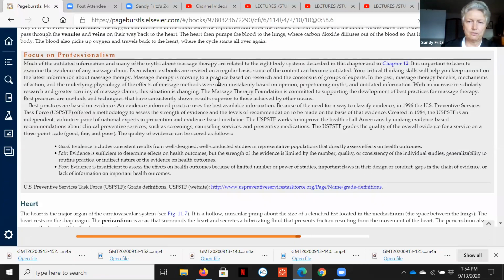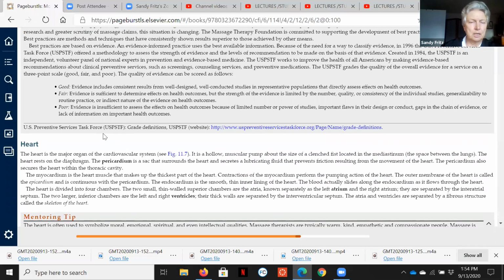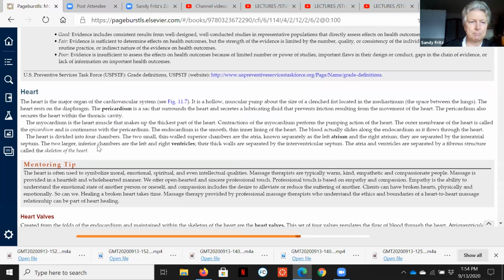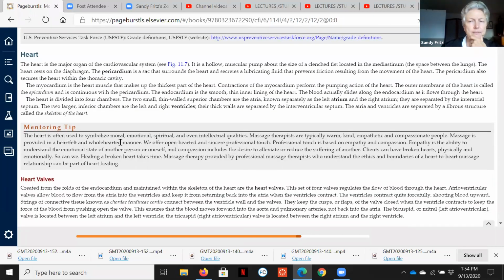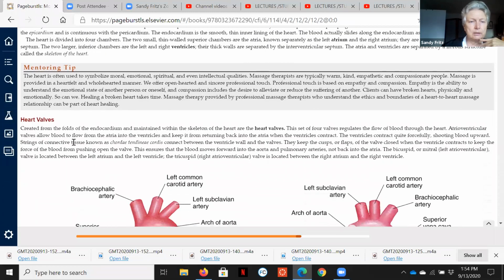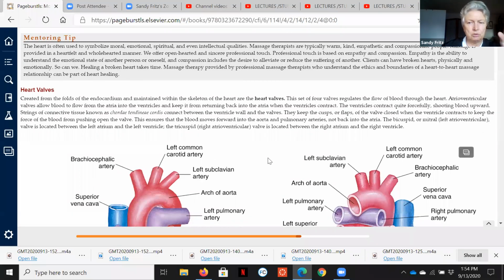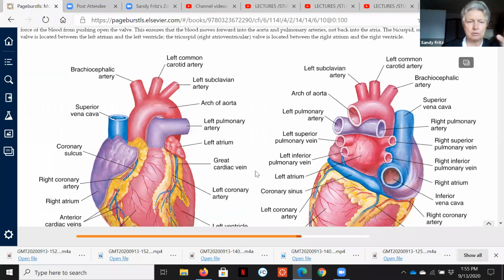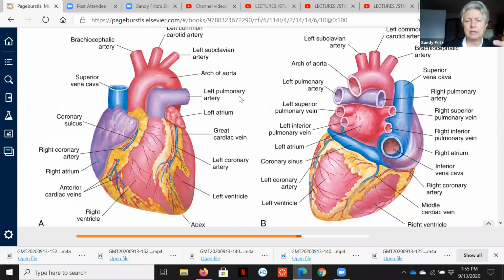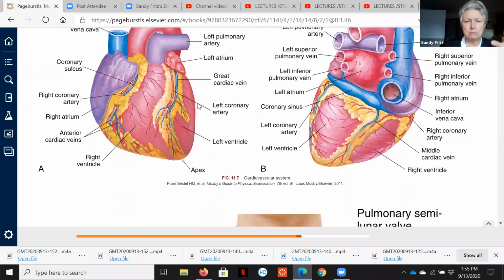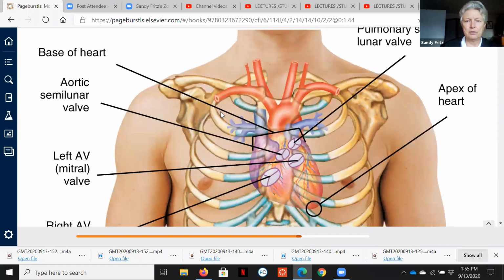Okay, so here's the focus on professionalism. This is talking about quality of evidence here and best practices. And then here's our pump. The heart is the pump. There are lots of really good videos here on the whole cardiac cycle. And you generally need to know the progression, the main structures of the heart and the flow of the blood through the heart. There may be a question on a valve.